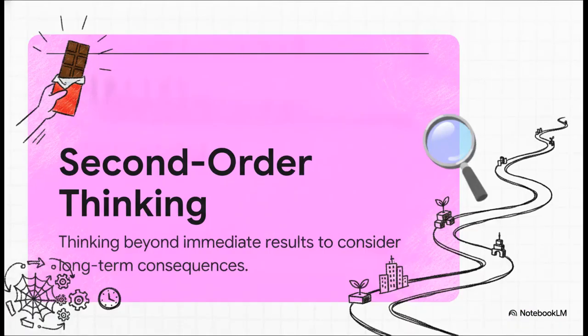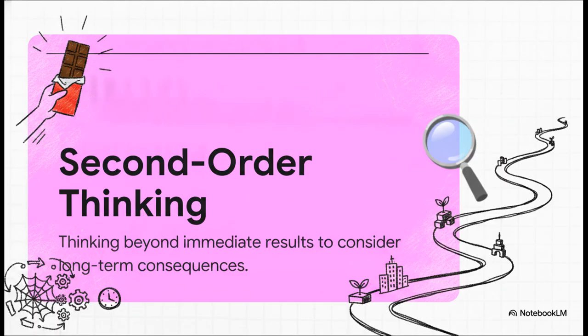Here's the deal. First-level thinking is super fast, but it's totally superficial. It solves the immediate problem right in front of you, like eating a giant chocolate bar because you're hungry right now. But second-level thinking, that is what separates the pros from the crowd. You deliberately hit pause and ask yourself, okay, and then what?